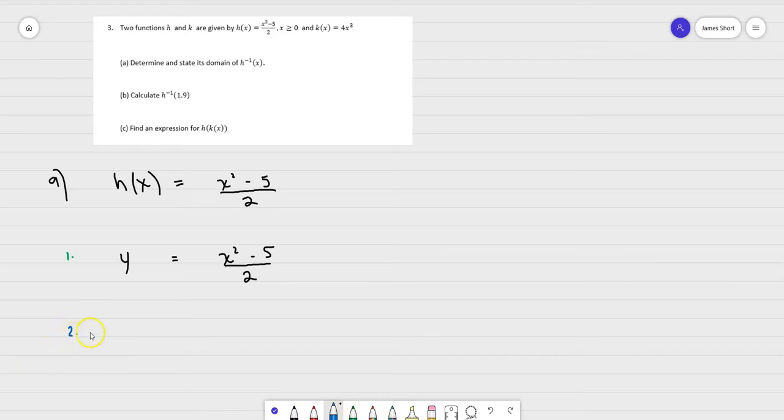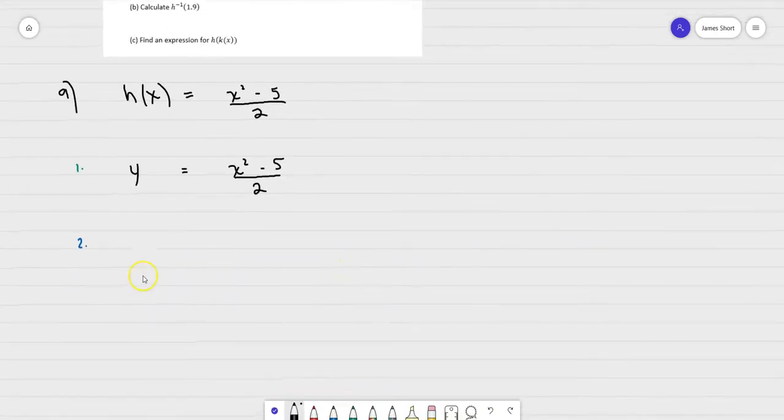Step 2, we're now going to solve for x, so we have to do transposition. I'll swap these around the equal sign. So I've got (x squared minus 5) over 2 is equal to y. You don't have to do this, but the only reason I do this is because I want x on its own. I want x equals something. So I've got x on this side of the equals. It just makes things a little bit easier from this point forward.